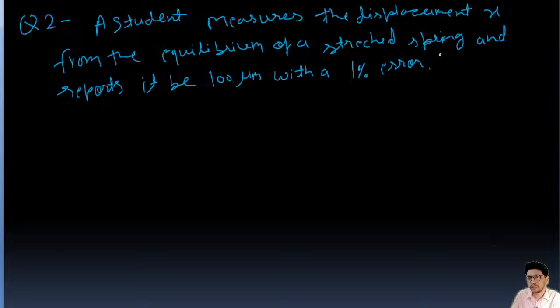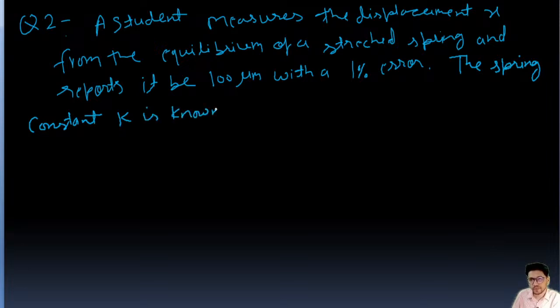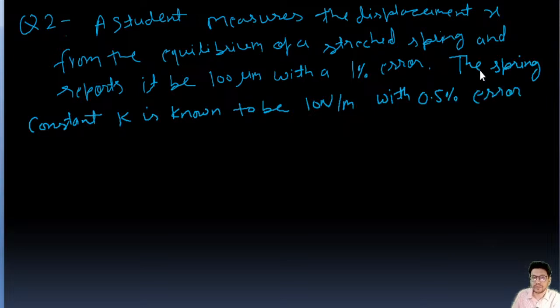The spring constant K is known to be 10 Newton per meter with 0.5% error. Okay, 0.5% error.